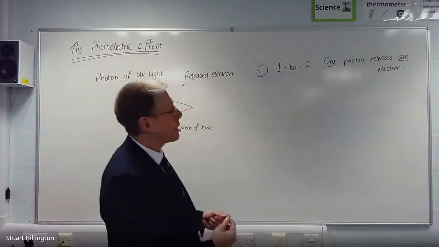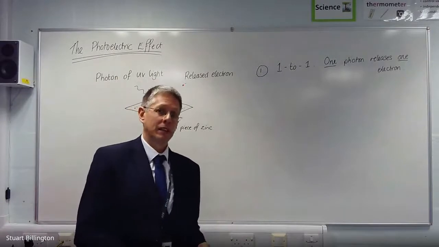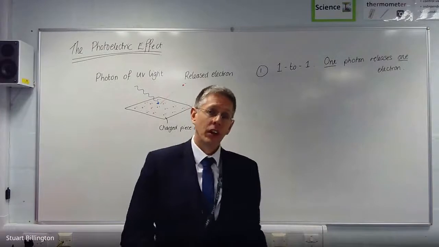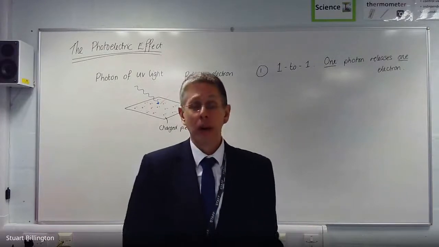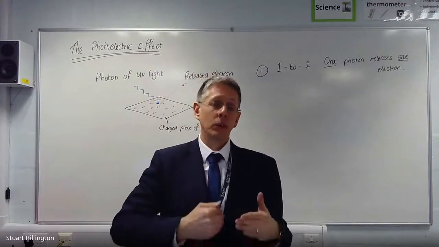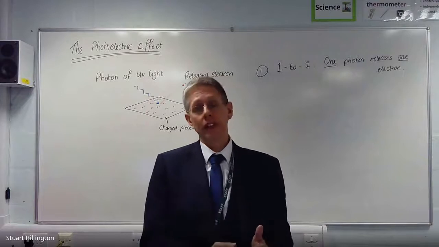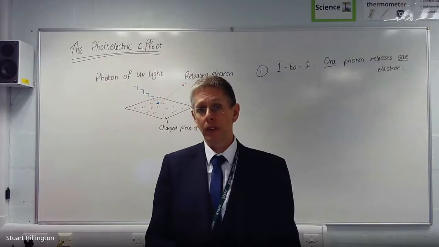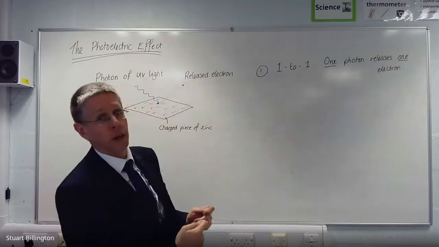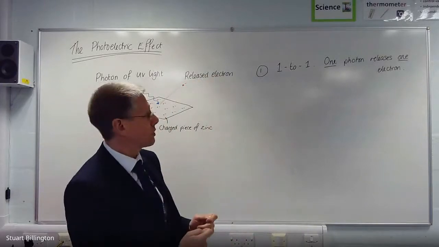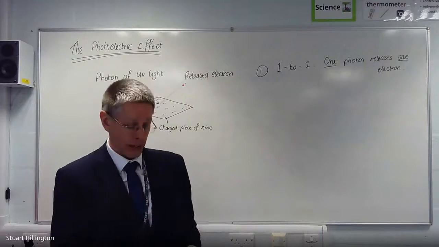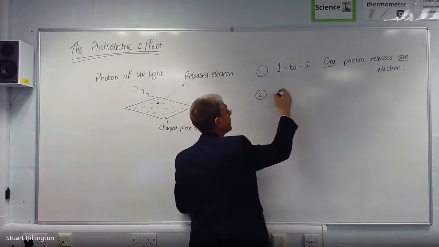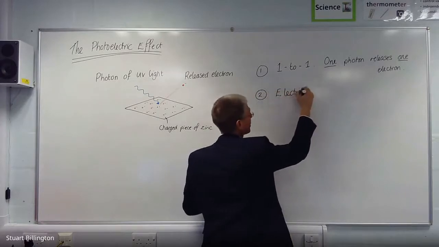So in all meaningful ways, unless one photon can release the electron, two photons aren't going to do it, because the electron will just have lost the energy from the first photon before a second photon hits it. So that's the first thing about the photoelectric effect. One photon releases one electron. Second thing, the electron is bound.